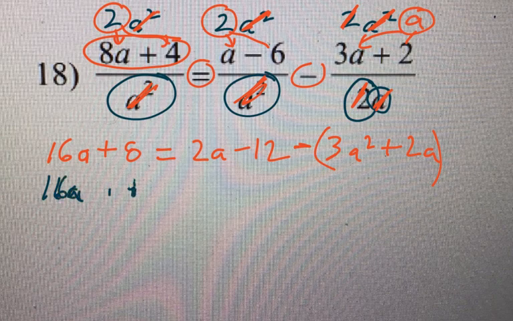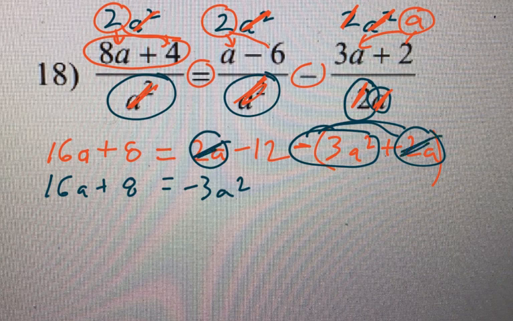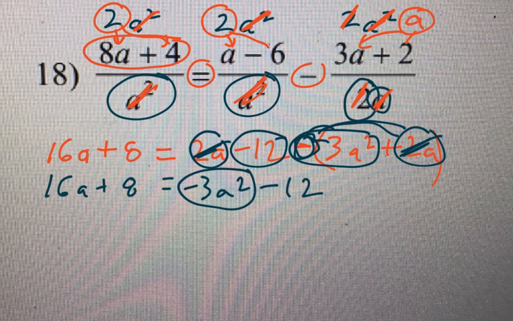Sorry if I'm getting a little messy there. Let's try that again. 16a plus 8 equals, I have to distribute the minus, so this is minus 3a squared. That's a minus 2a with the 2a. Oh, cool. That makes 0 for a's there. And we also have a minus 12. Again, this minus right here with the 3 made minus 3a squared. And the minus with the 2a made minus 2a, but it canceled out this 2a. And so all I had left also was a minus 12.